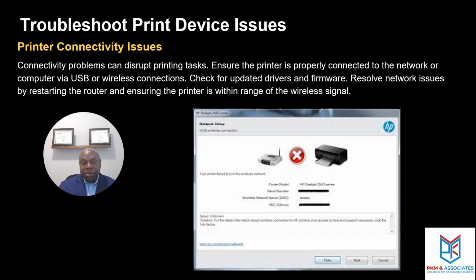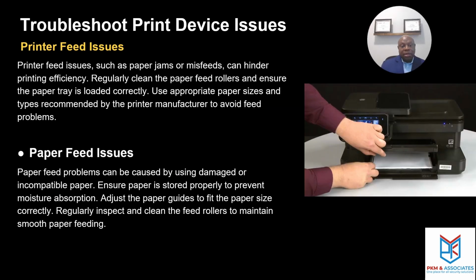You want to check for updated drivers and firmware. You want to resolve network issues by restarting the router and ensuring the printer is within range of the wireless signal. Again, checking to make sure the printer is on, checking to make sure the cables are not loose. These are the foundational things you want to do first before, again, you start looking into the software and thinking something's wrong there.